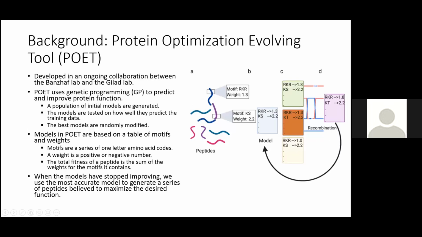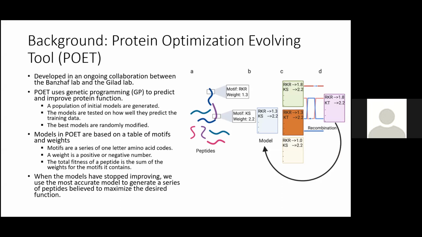And that is where POET comes in. POET was designed in an ongoing and active collaboration between the Balançon lab and the Galad lab. It uses genetic programming as a method to predict the function of proteins. We look at a single function that we can quantify well, and we generate a series of models.